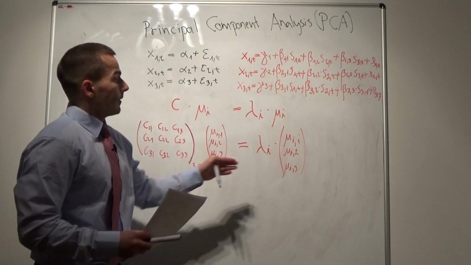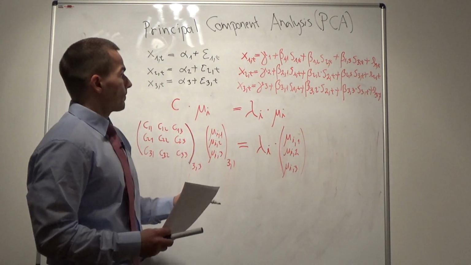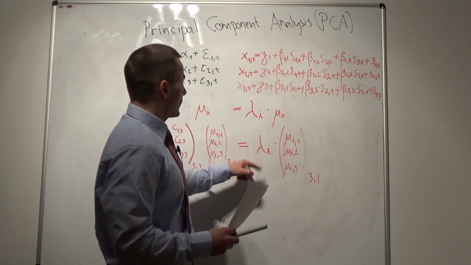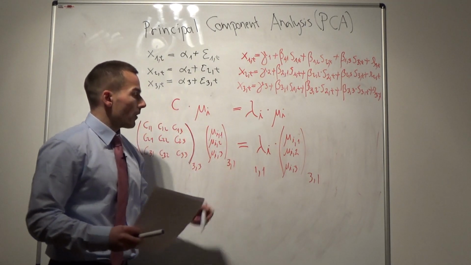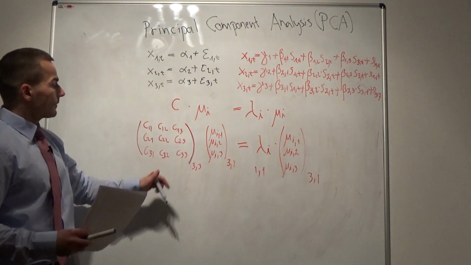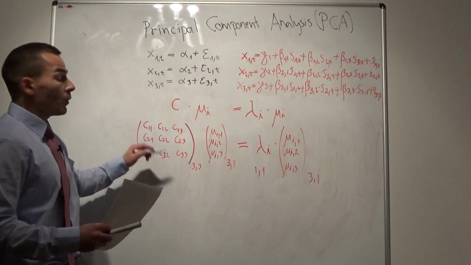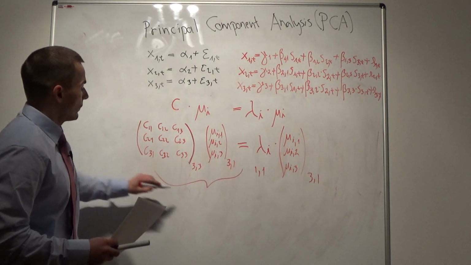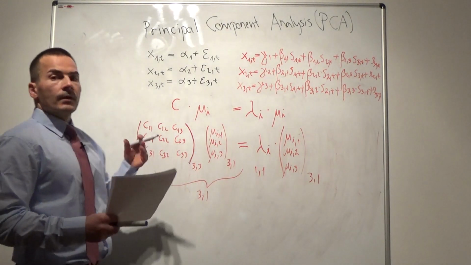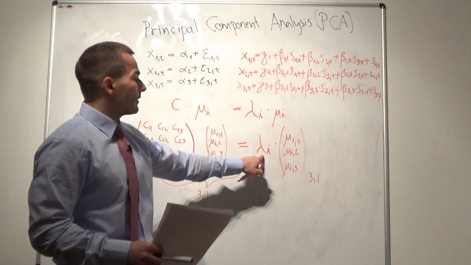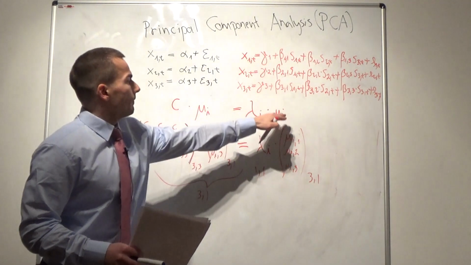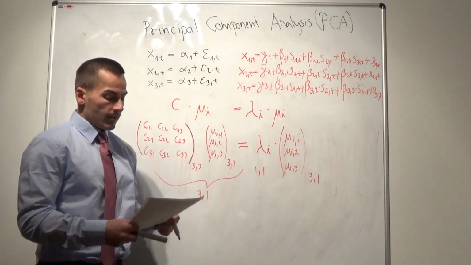Now obviously these are numbers. That's a 3x1 vector. And a scalar is 1x1, just a number. If you multiply a scalar with a vector, the dimension remains, so it's 3x1. And if you multiply a 3x3 matrix with a 3x1 vector, what we get is a 3x1, which must be true because we have this equal sign. And obviously there are three different lambda i's and corresponding eigenvectors mu i's that can solve this specific characteristic equation.